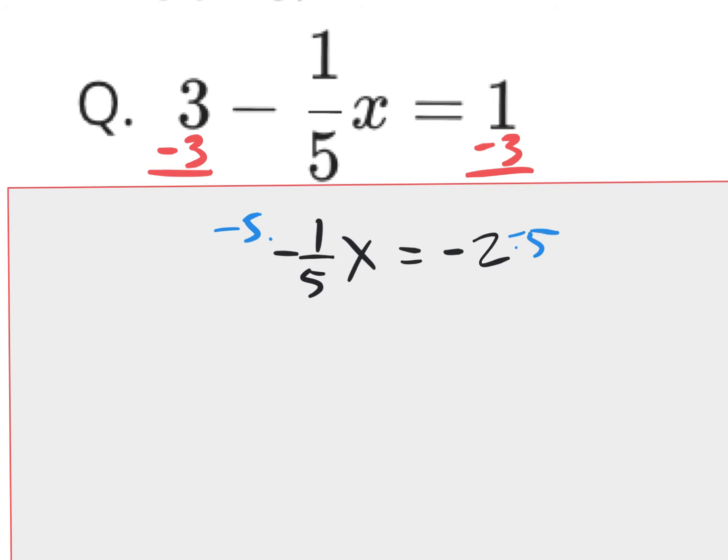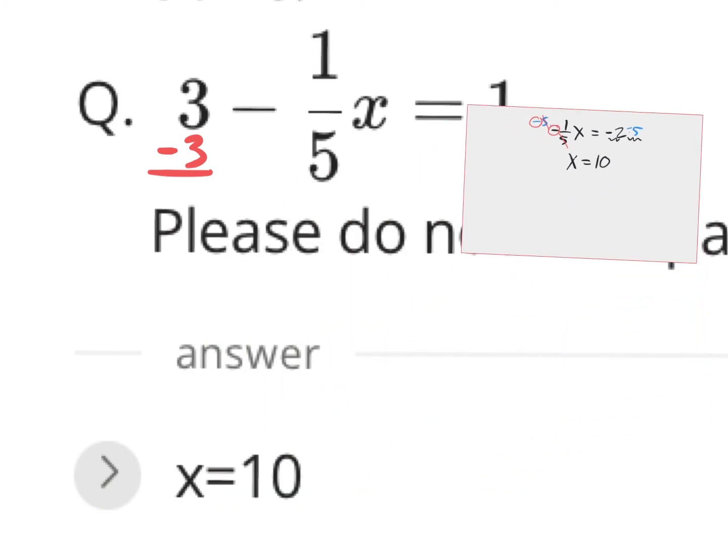Anyhow, what happens is that the 5 cancels with the 5, and then the negative times a negative will give you a positive. So you have a positive 1x, which is just x, equaling a negative 2 times a negative 5, that's a positive 10, and that is our answer. x equals positive 10. That's what we have here.